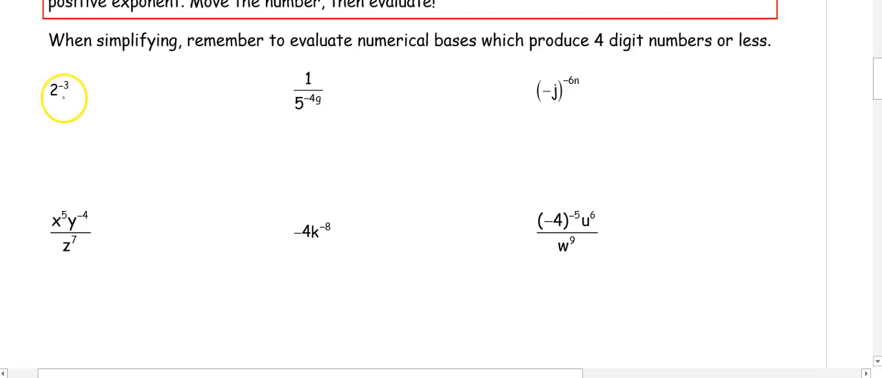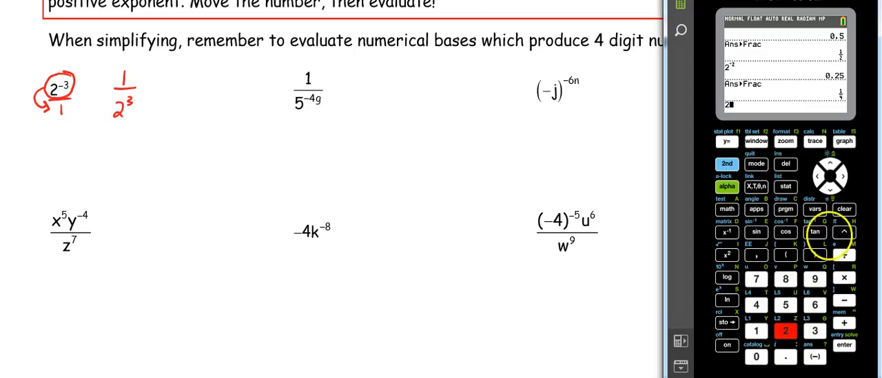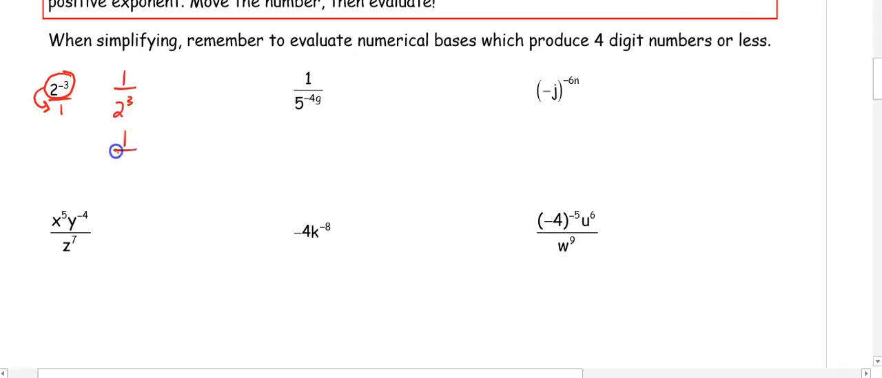So in this one, we have 2 to the negative third power, which we can put over 1 to make a fraction. Because this is a negative exponent, we're going to move it to the denominator of our fraction. So we have 1 over 2 to the third. Well, we can evaluate 2 to the third, which gets us 8. So this is now 1/8.